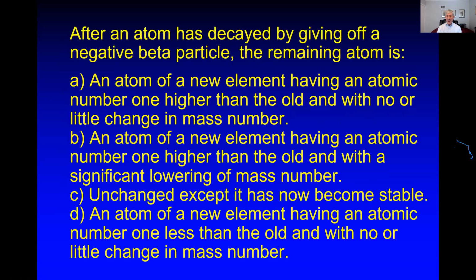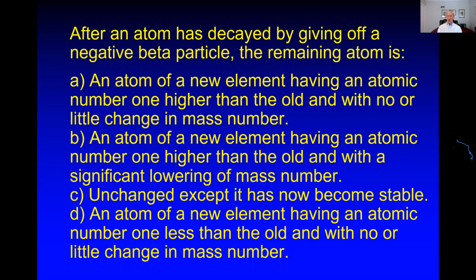Now, if you think back to the modes of decay from last week, we said that in beta minus decay, the Z number always goes up by 1. Well, that's why we draw the arrow to the right. So let's go down each one of these and see. First of all, let's try to determine which one is correct. Let's look at A. It's going to give you an atom of a new element with a Z number increased by 1 and little or no change in mass number. Is that correct? Yes. So that is the correct answer for the question.